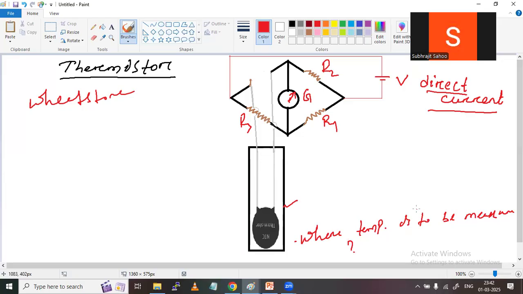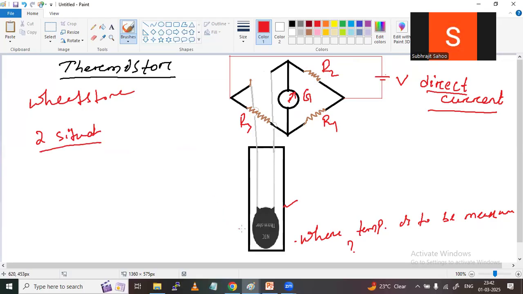Suppose the temperature is in a very hot area, 70 or 80 degrees Celsius. I will keep this one there, and here I'll supply a constant direct voltage. Now I will tell two situations here. For the working, these two situations are most important.